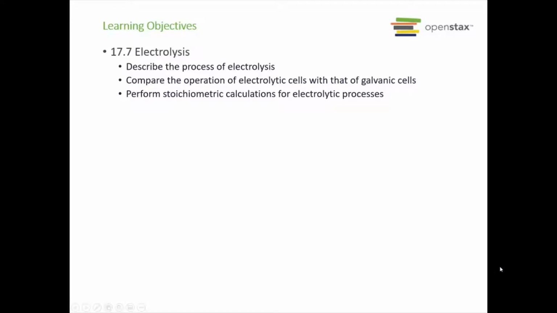We're on the last section of Chapter 17, 17.7, Electrolysis. Here we're going to describe the process of electrolysis, compare the operation of electrolytic cells with that of galvanic cells, and perform stoichiometric calculations for electrolytic processes.